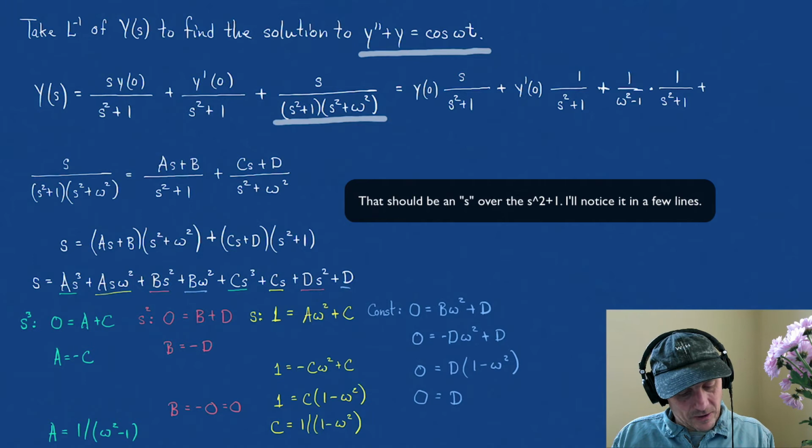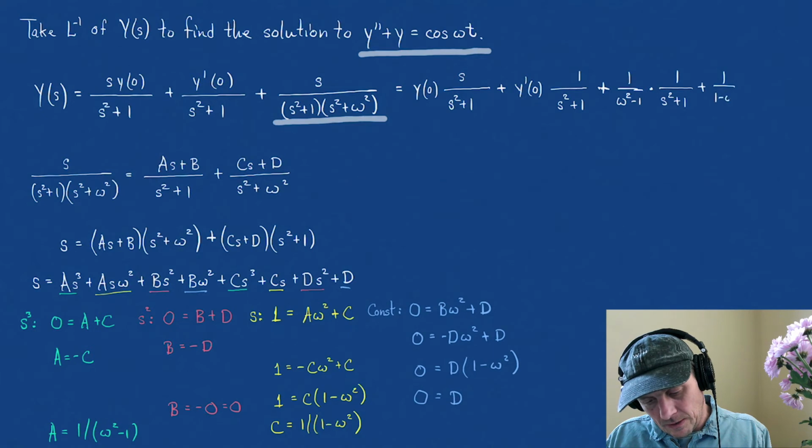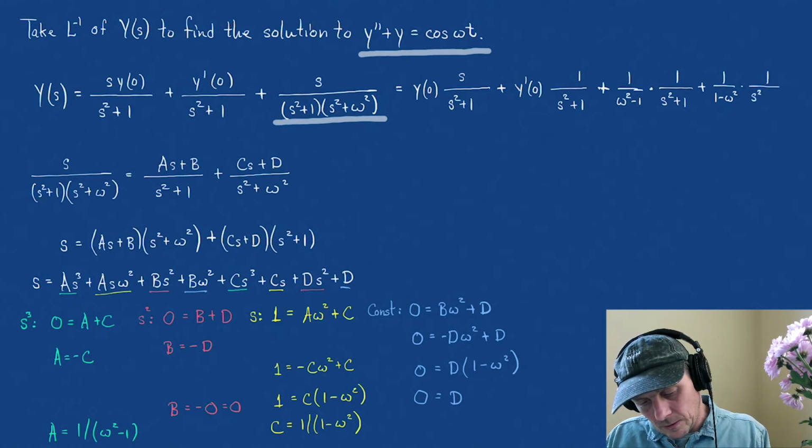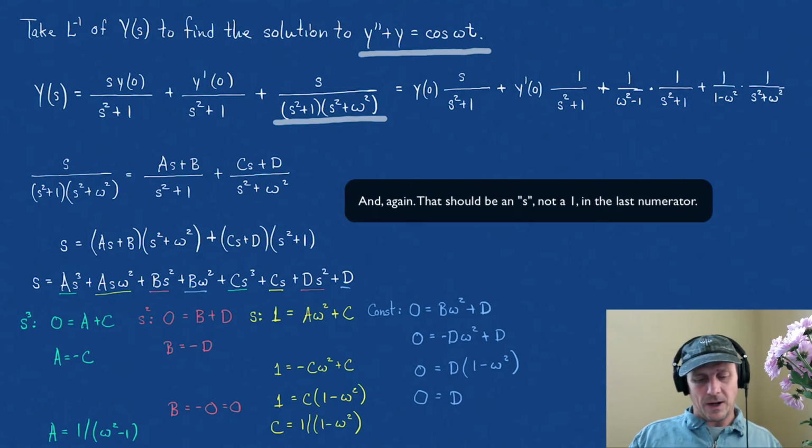The c is 1 over 1 minus omega squared times 1 over s squared plus omega squared. Okay, we're ready to do this.